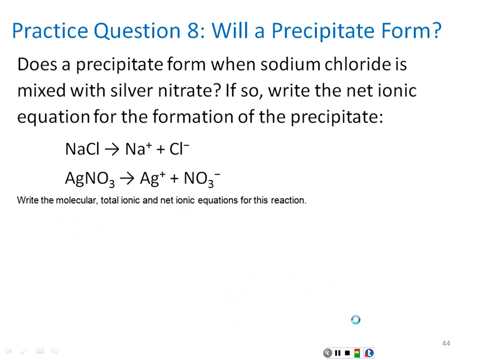Let's try a practice question. Does a precipitate form when sodium chloride is mixed with silver nitrate? If so, write the net ionic equation for the formation of the precipitate.